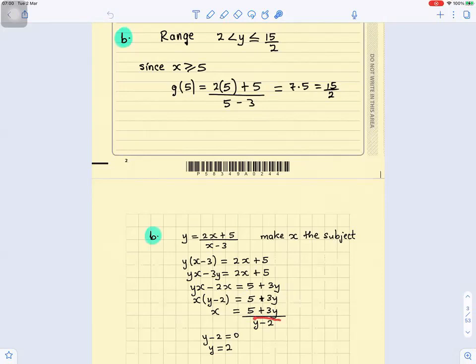And you want the denominator value that will make it 0. So if y minus 2 equals 0, y equals 2. And that is how we get that 2 there and that 15 over 2.